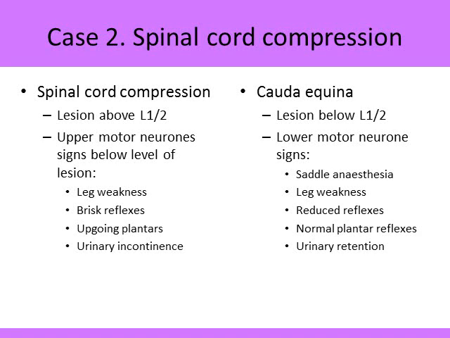So if you've got spinal cord compression, you get upper motor neuron signs, brisk reflexes, and neurogenic incontinence, and that's obviously because the lesion's above the synapse with your lower motor neuron. And then in the cauda equina, your upper motor neurons ended quite a lot before in your spinal cord, so you get lower motor neuron signs.